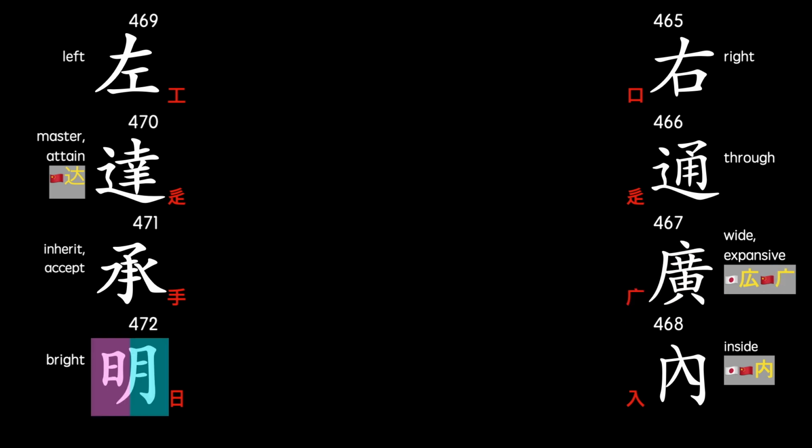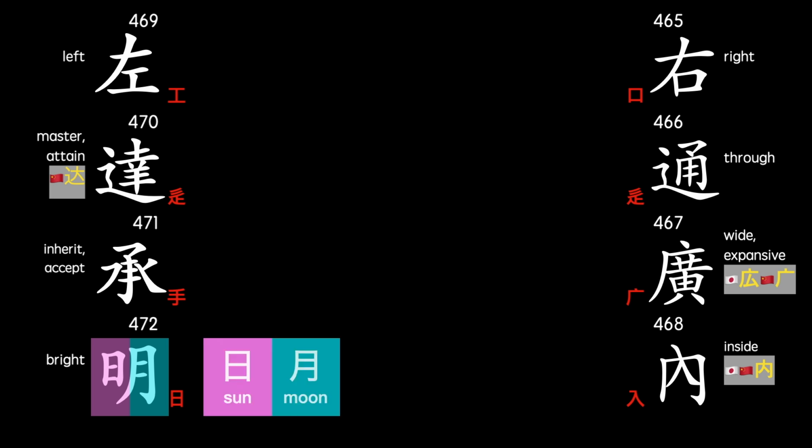And lastly, let's look at 472. This is just a really famous, really common character, but it's really an easy example of how two pictographic characters can come together and also have a meaning that is also quite pictographic, as in the sun on the left and the moon on the right, and that means bright.